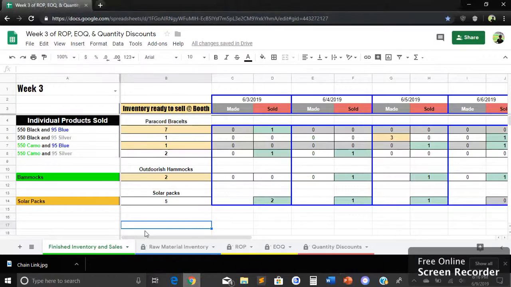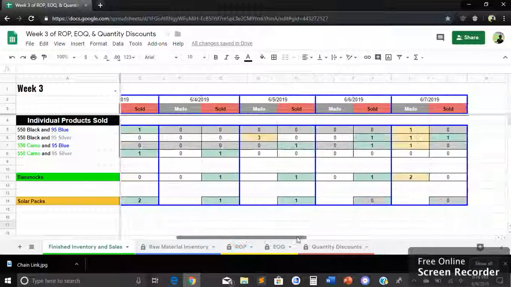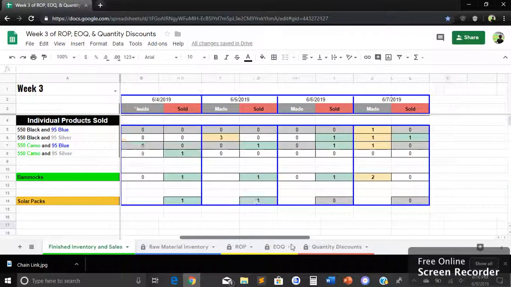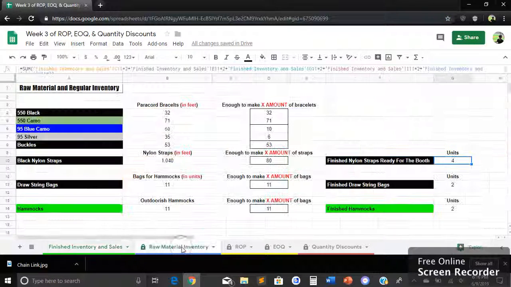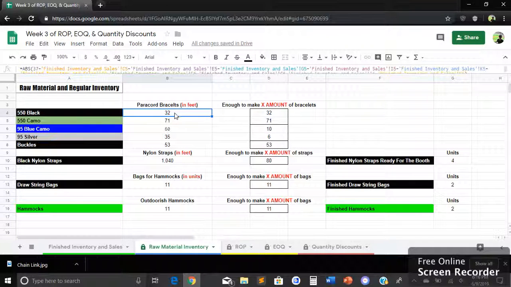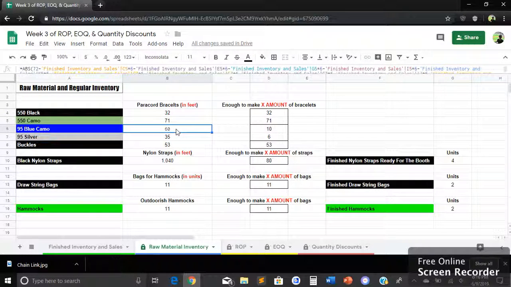So I'm going to go to the Google Sheet. Obviously this week is filled; this is the end of week 3. But let's say, hypothetically, I made one bracelet here on the 3rd of June 2019, made out of 1 foot of 550 black and 6 feet of 95 blue. What'll happen is it'll subtract 1 foot. There's 32 feet we have in raw material. It'll subtract 1 foot here, and it'll subtract 6 feet here.